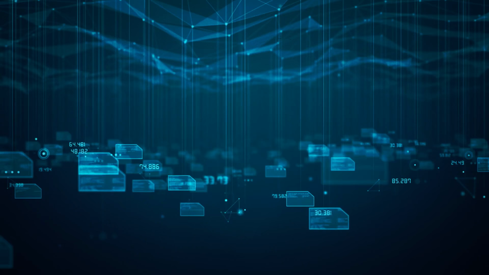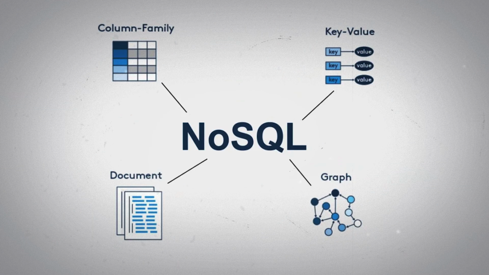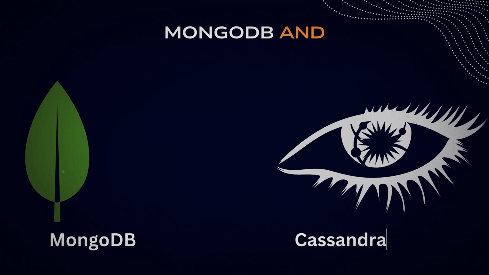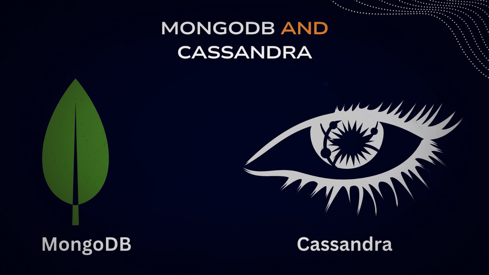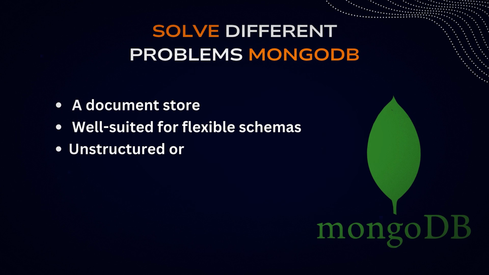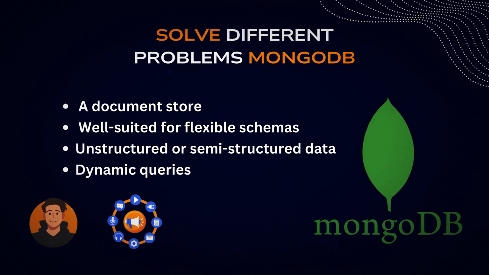On the other hand, another big mistake is failing to specify a particular database altogether and just saying, "we'll use a NoSQL database." While it's valid to mention the NoSQL family, leaving the conversation at that level won't satisfy the interviewer. For instance, MongoDB and Cassandra are both NoSQL databases but solve very different problems. MongoDB, a document store, is well suited for flexible schemas, unstructured or semi-structured data, and dynamic queries, making it popular for user profiles or content management systems.